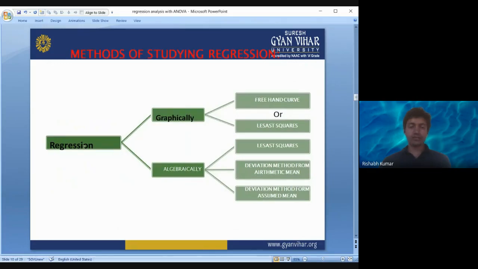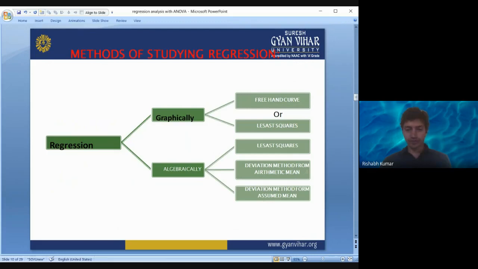Okay, so there are different methods for studying the regression. One is the graphical method, another one is the algebraical method. The graphical method is the freehand curve or least square. Then the algebraical method is least square, deviation method from arithmetic mean, and deviation method from assumed mean. We will do least square as well as the other methods also.